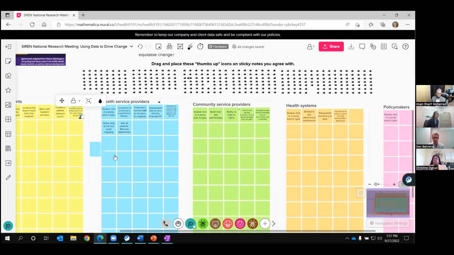Okay, I'll go ahead and read a couple more. So in health service providers, connecting the screening to the organization's mission, disaggregating data by race, ethnicity, and language. In community service providers, seeing similar to the patients, community service providers should be at the table from the start. And it's important to take an environmental scan to understand what is available.